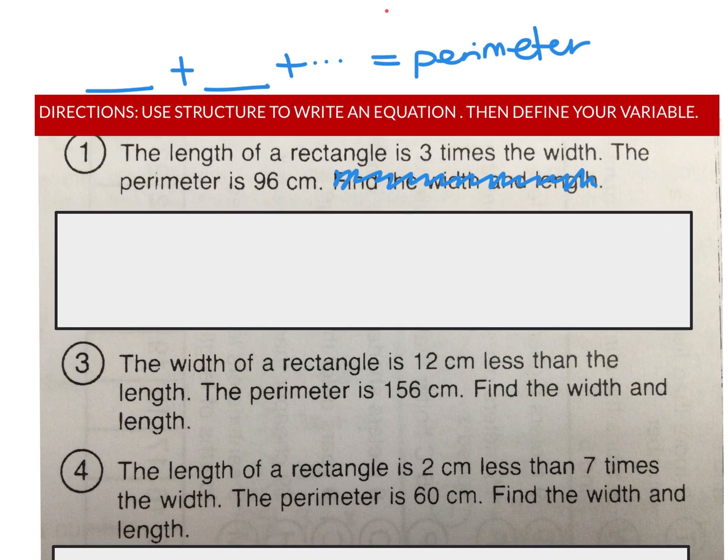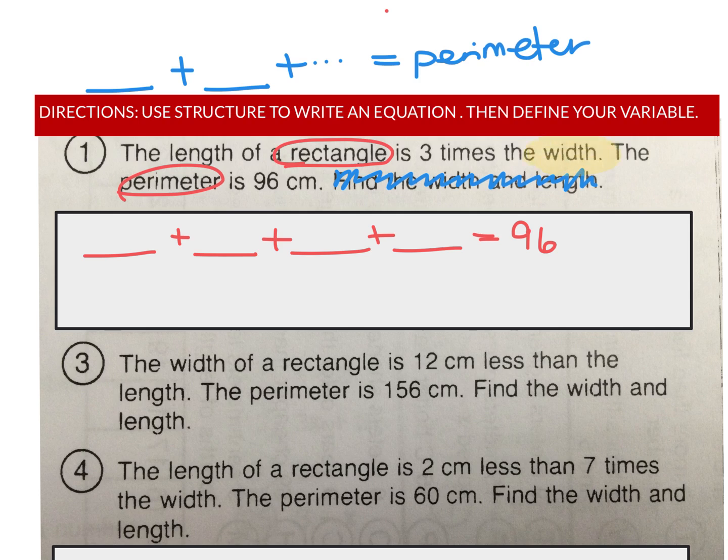The length of a rectangle is 3 times the width, the perimeter. Okay, so we first need to use our structure. I know I'm finding the perimeter of a rectangle, so I need to have 4 blanks here. And this is going to equal 96. Then they tell me the length of the rectangle is 3 times the width. So what I don't know much of anything about, that's where I start. I don't really know anything about this width, which means that is going to be my variable. So x is going to equal the width.